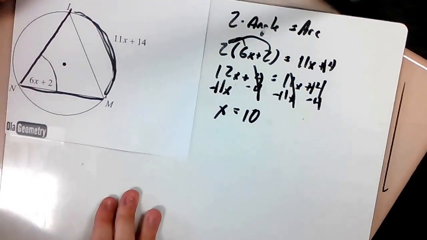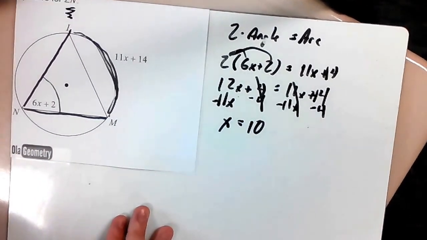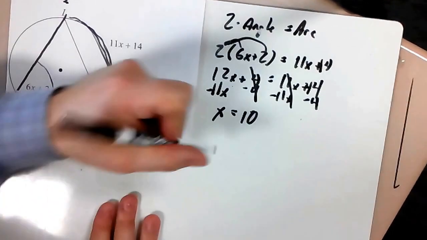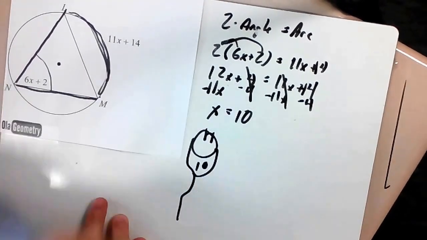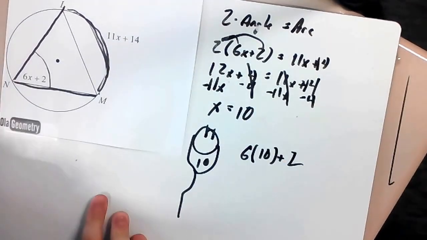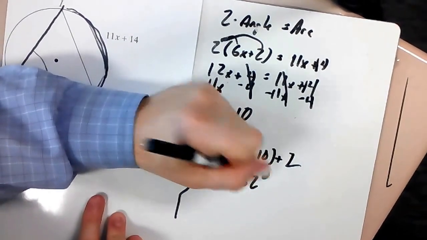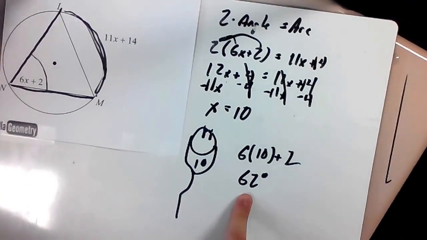And now the only issue is, if we could read the problem, it wants me to find n, the angle n. So I have to plug in. So now I'm going to plug in 10. 6 times 10 plus 2. That gives me 62 degrees. Remember that the unit we're working with here is degrees. Okay, next.